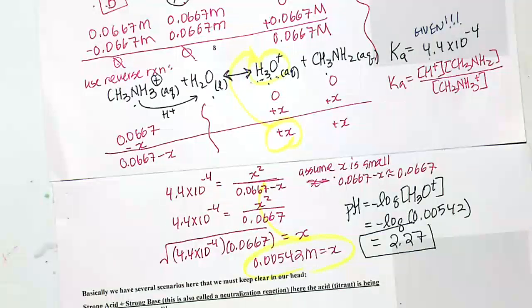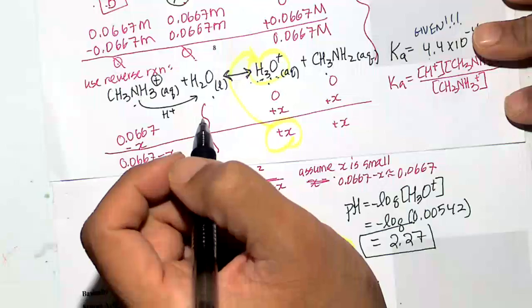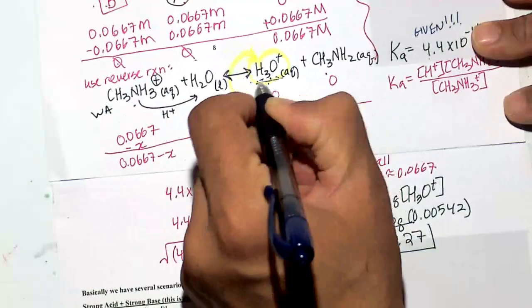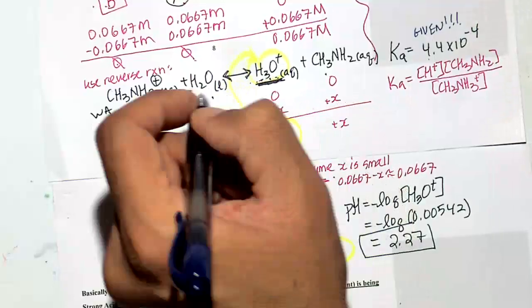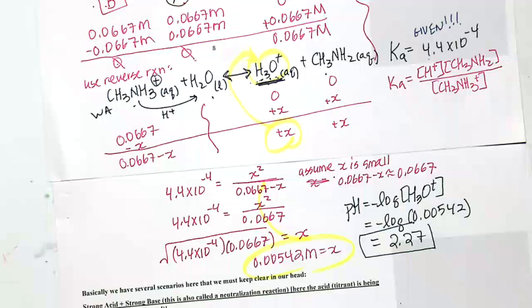Alright, so this is at the equivalence point. You guys need to remember to use the back reaction. Okay, and you're either going to use Ka or Kb. In this particular problem we used Ka, because that CH3NH3 plus is like an acid. Yes, it's a weak acid reacting with water to give you H3O plus. Anything that gives you H3O plus from water is a Ka equation.